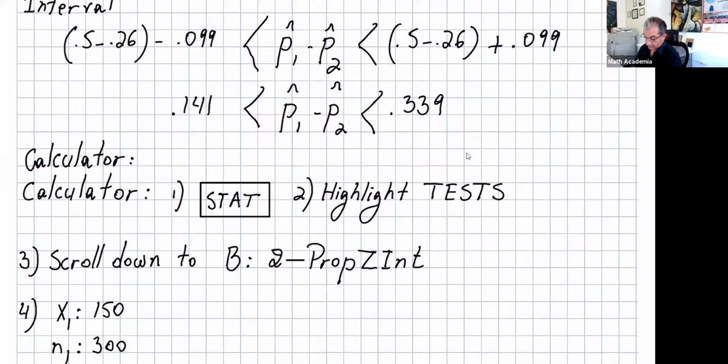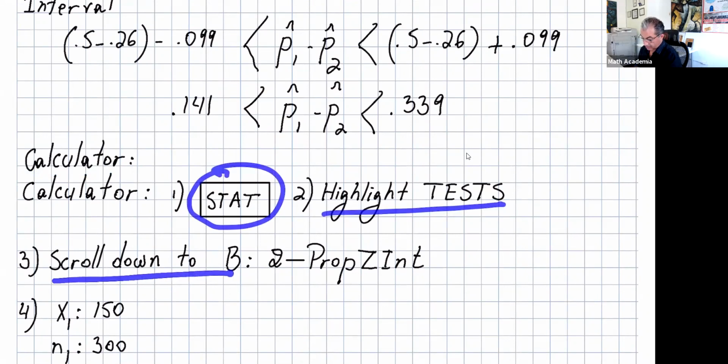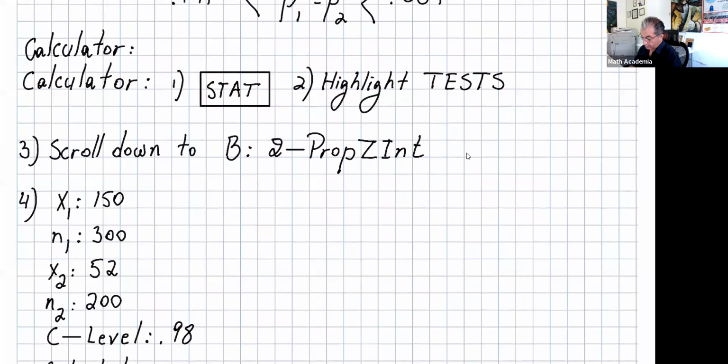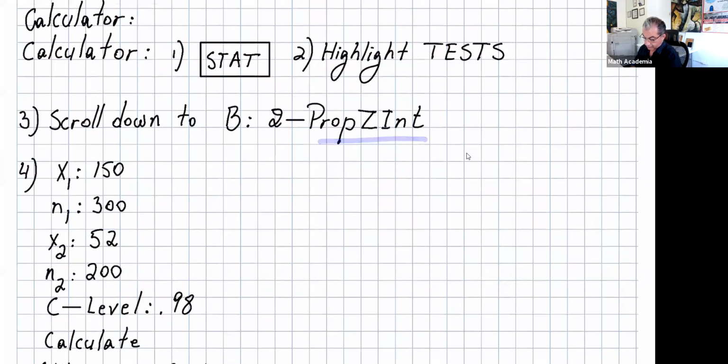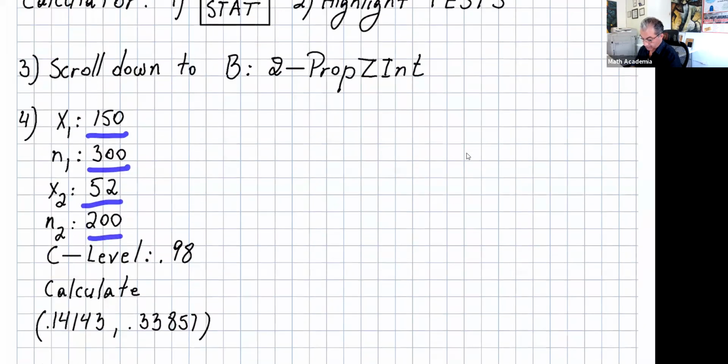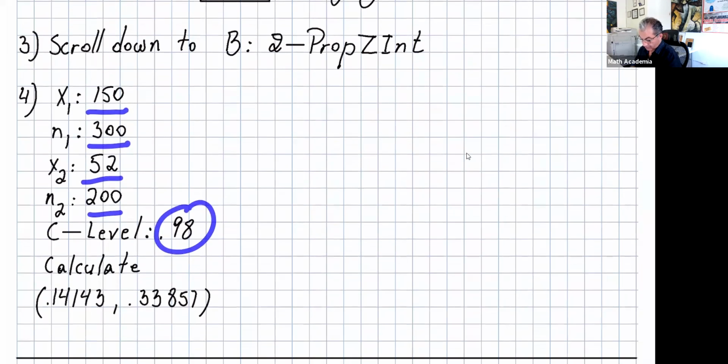If you do the same thing with the calculator one more time, you go to stat, highlight tests, scroll down to B, which is two prop Z interval, or 2-PropZInt. You need x1 and x2 here. That's why we calculated them. So 150, 300, x2 is 52, n2 is 200, confidence level 0.98. And if you do that, the calculator will directly give you the interval.